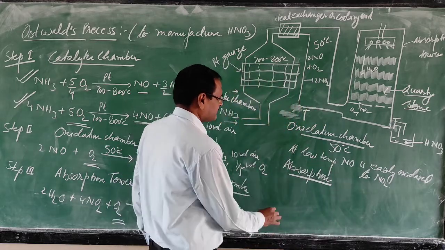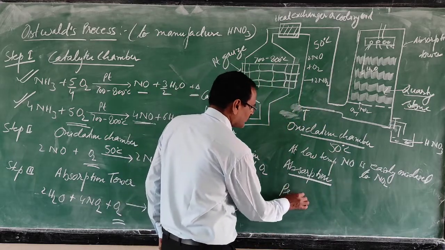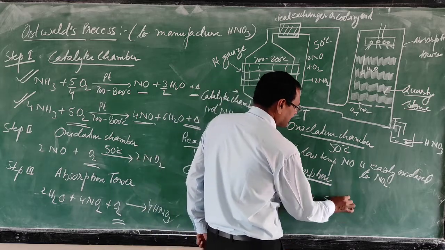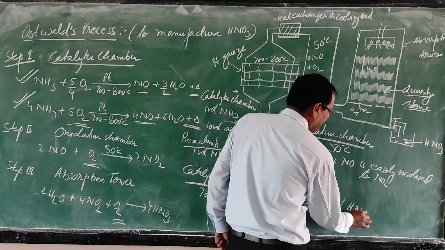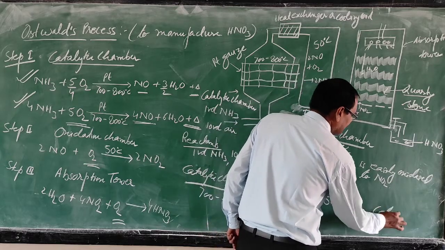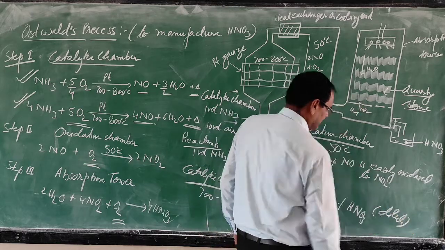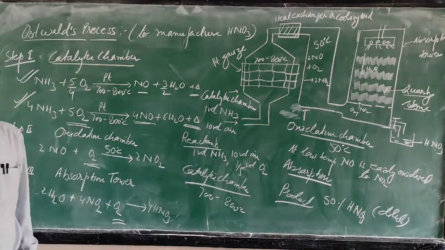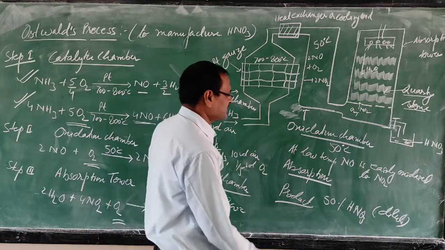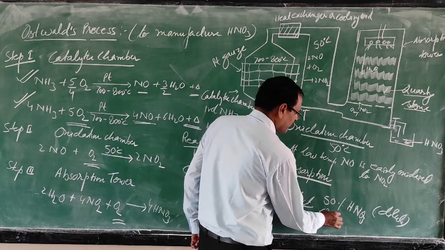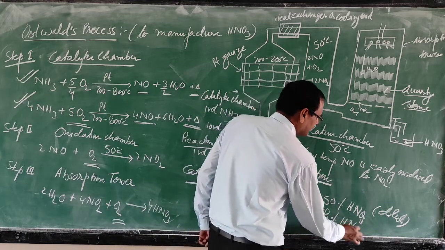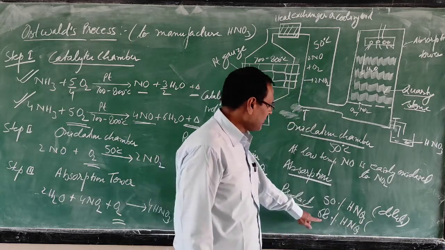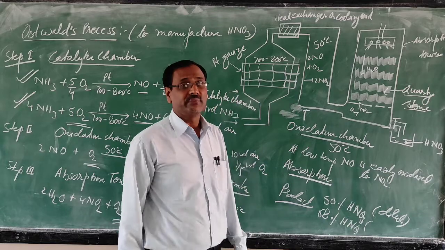Now the product. The product obtained is 50% nitric acid. This is in dilute form. This 50% nitric acid is formed in dilute form. You can concentrate it up to 68%, because it will form a constant boiling mixture.